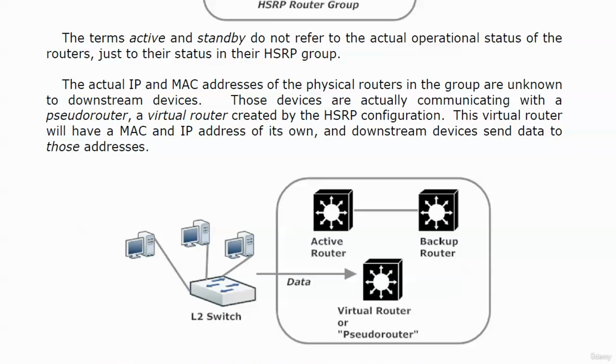Here's actually what we're doing with HSRP. The actual IP and MAC addresses of the physical routers in the group are totally unknown to downstream devices, in this case our switch and a bunch of hosts connected to that switch. These devices are actually communicating with a router that does not exist, a pseudo router, or more popular term, a virtual router, and that's going to be created by the HSRP configuration. This virtual router is going to have its own MAC address and an IP address that we assign it, and the downstream devices send data using those as the destination addresses. It's pretty cool stuff. So we're going to jump right in here with a lab.